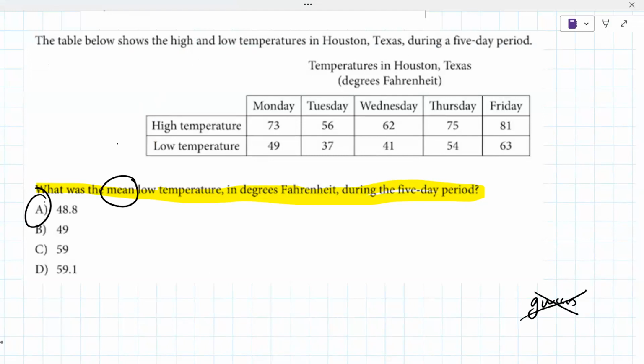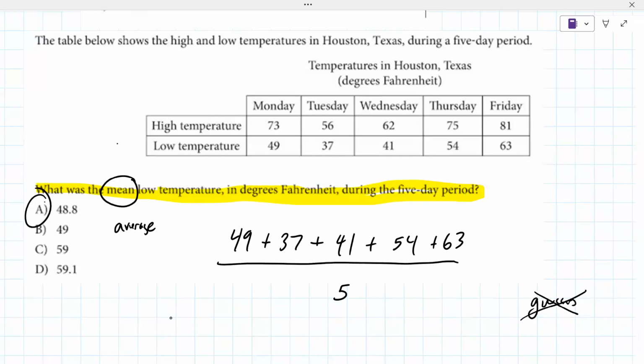This is asking for the mean or the average. Do you remember the formula for average? Nope. Okay. So the average is when you add up all the numbers. Why am I adding up the bottom row instead of the top row? As we're going for the average low temperature. Exactly.